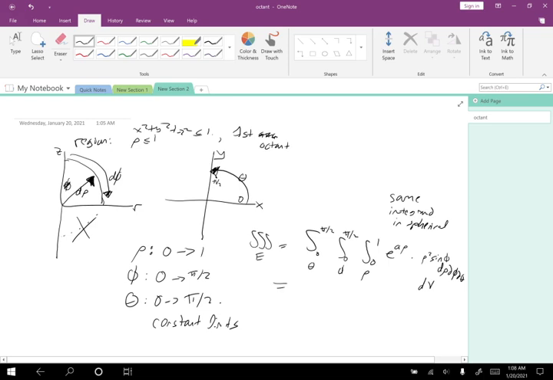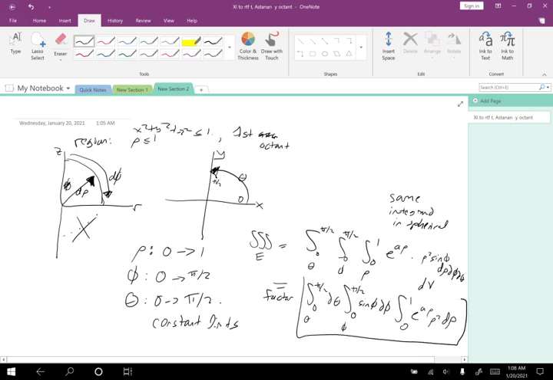And now we can factor this as the integral from 0 to pi over 2 of d theta. Next comes our phi integral, which is 0 to pi over 2 of sine phi d phi. And finally, the integral from 0 to 1 of e to the a rho times rho squared d rho. This is our integral. Not so bad, right? I'm just going to talk about this last part.